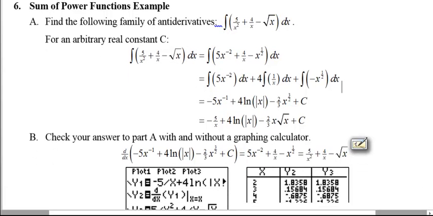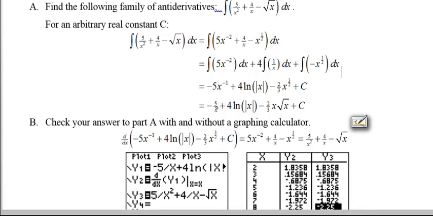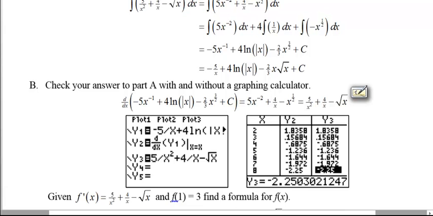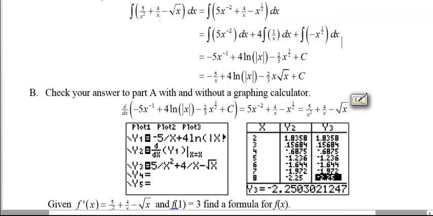Alright, so how can we check this? Take our final answer right here, plug that in the original y1, put the original function as it was up here, put that function in y3, and you can see that I did that, and check that the derivative of y1 is y3 by checking these two, y2 and y3, against each other in the table, and we see that it does match.